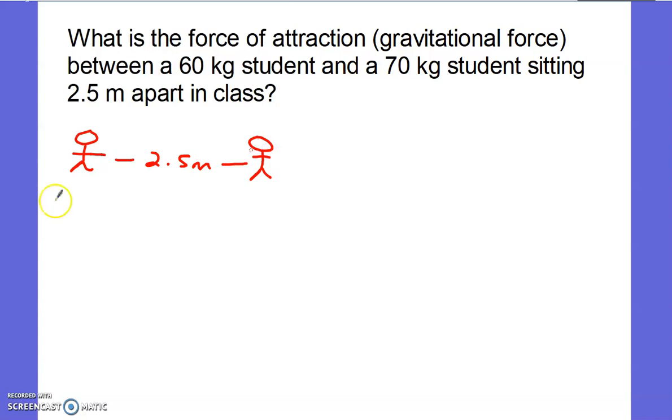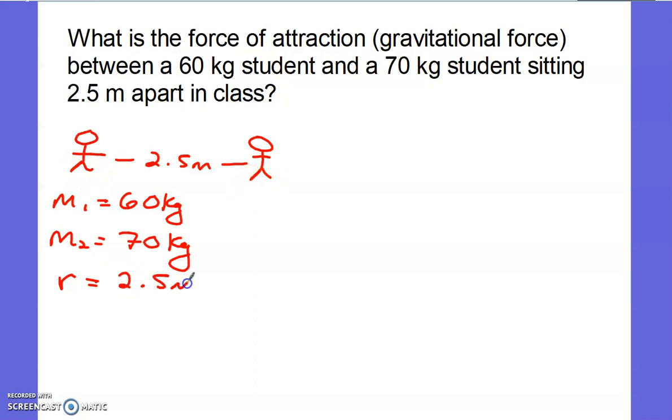And so we have that our masses are 60 kilograms and 70 kilograms. And the distance between them is 2.5. Now in our equation, we're using the letter r to represent the distance from one object to the other. It is not necessarily an r for a radius, but it represents the distance from the first person to the second person. We want to find that gravitational force.